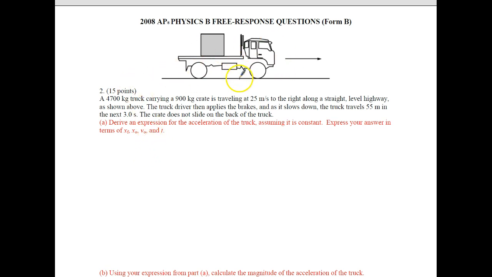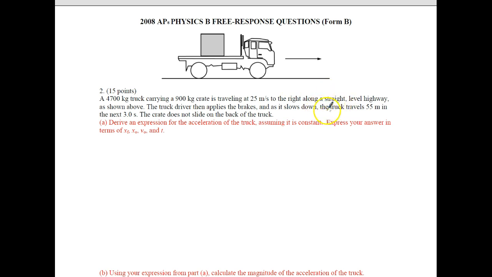So here I've got a 4,700 kilogram truck carrying a 900 kilogram crate. These two have different masses, so we're going to need to think about that. It's traveling at 25 meters per second to the right along a straight level highway. The truck driver applies the brakes and it slows down.